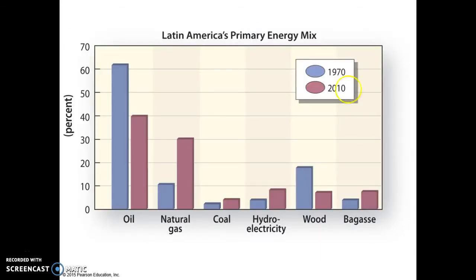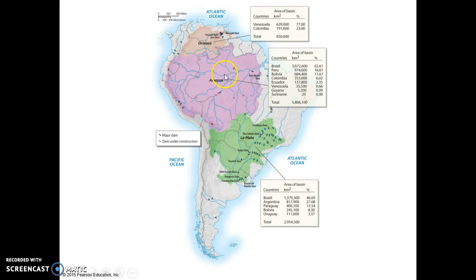And this is the energy mix in Latin America. Notice oil has gone down, natural gas has gone up, hydroelectricity has gone up. Well, here we have some of the bigger basins. Look at the number of dams, a lot of new dams being constructed. The construction of dams is one of the environmental conflicts that we see in Latin America, because a lot of these dams are impinging on indigenous territory and taking control away from indigenous people.